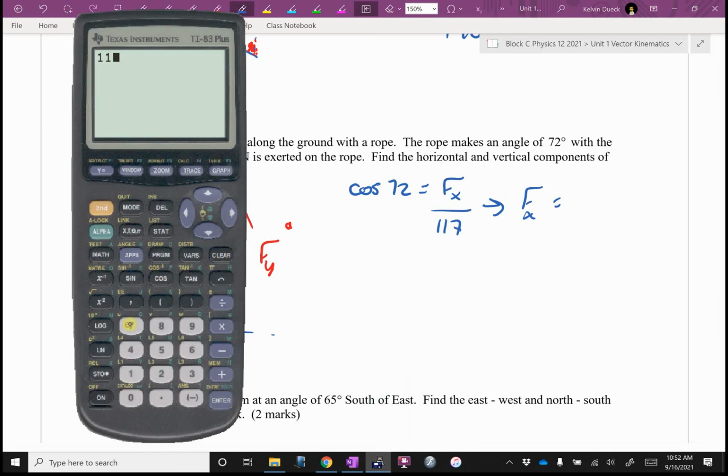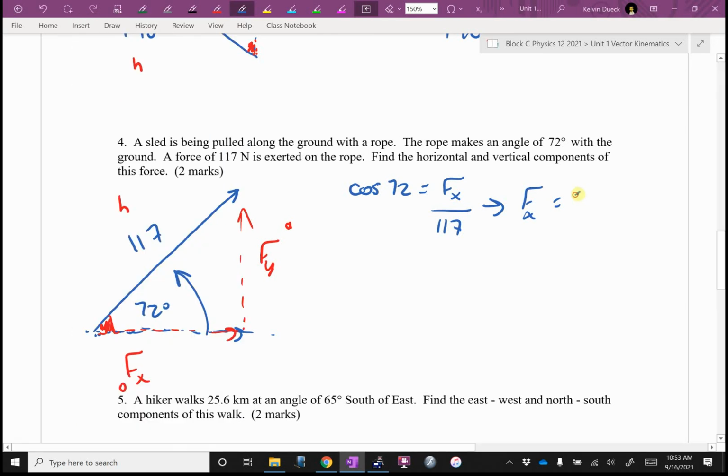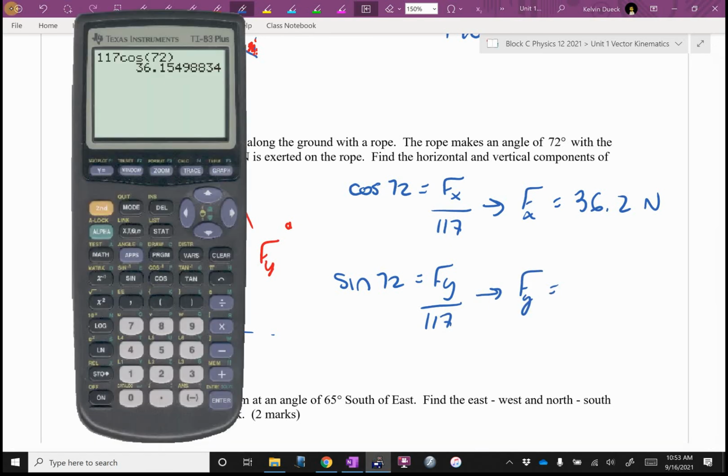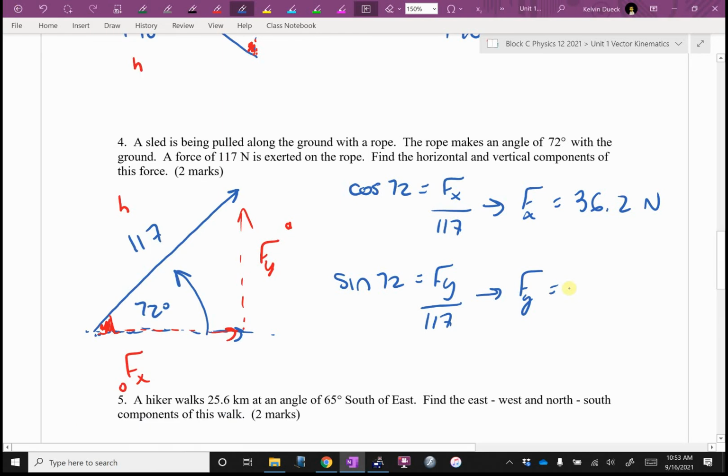It's going to be 117 times the cos of 72. Did y'all get 36.2 if I round off properly? And then I'm pretty sure sine of 72 is going to be Fy over 117. I think I can just backspace and edit. 111. 1 mark for each of those.